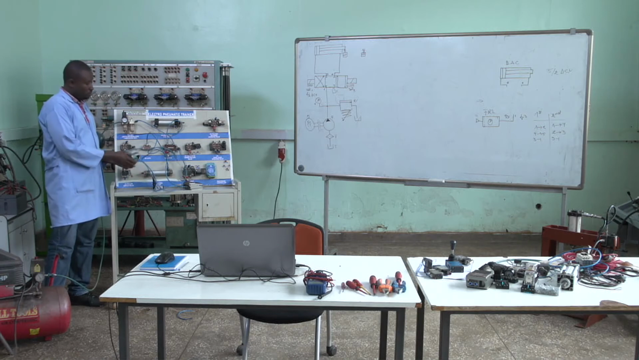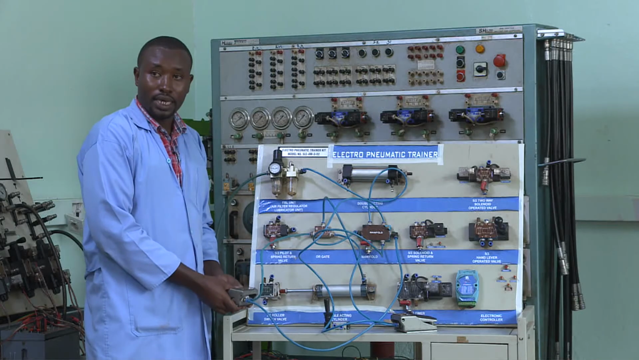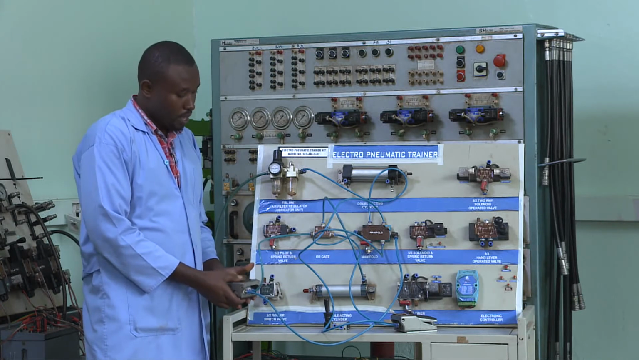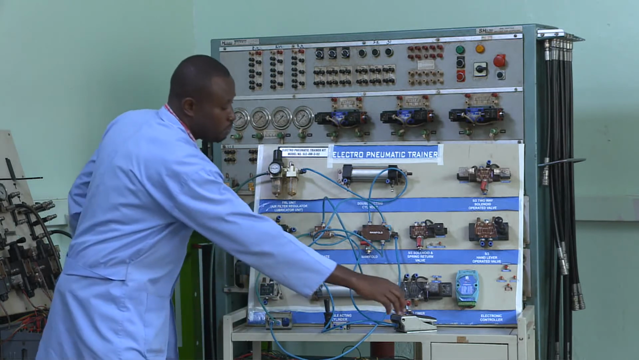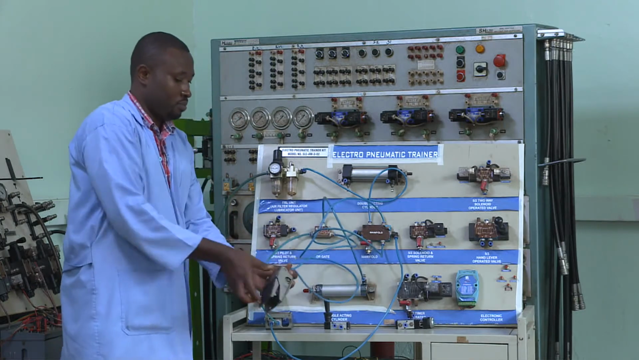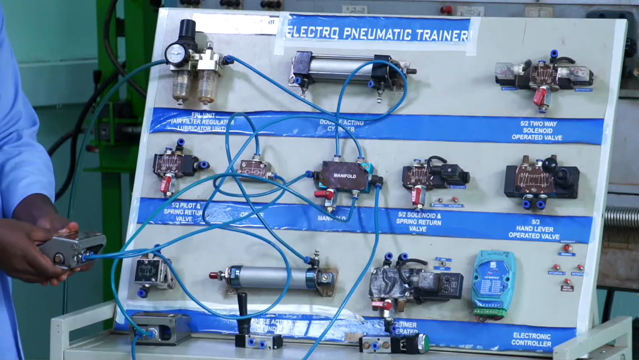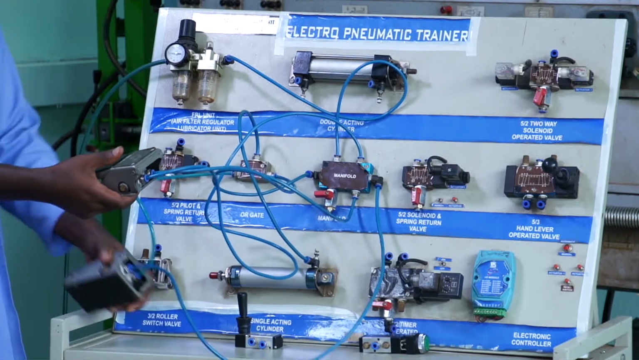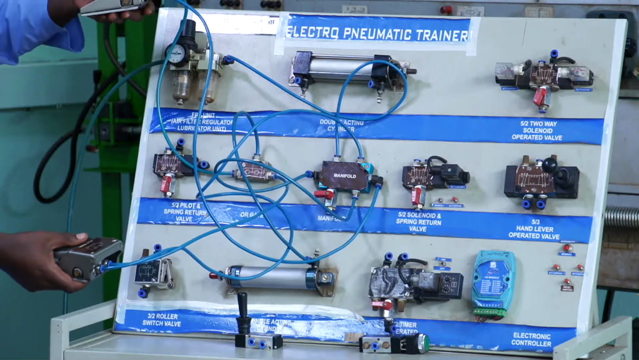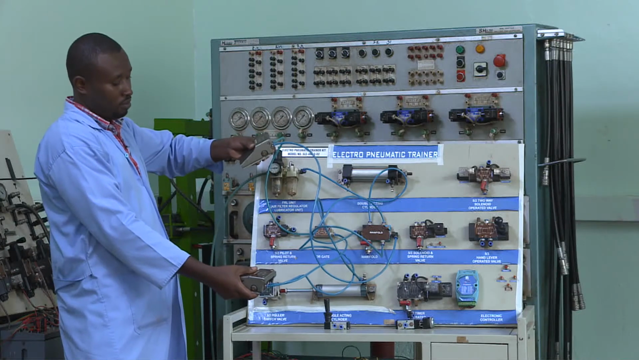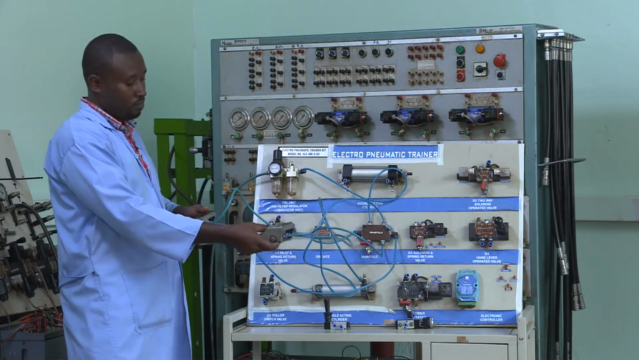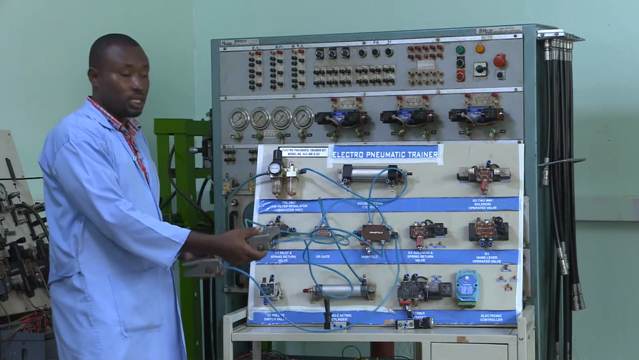Using this pedal, we can control our cylinder. You see? And let's use this pedal. Again, we can control the cylinder, which means I can use this from the left side or from the right side. So this is the OR gate.